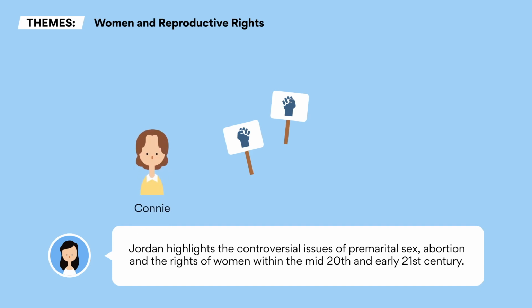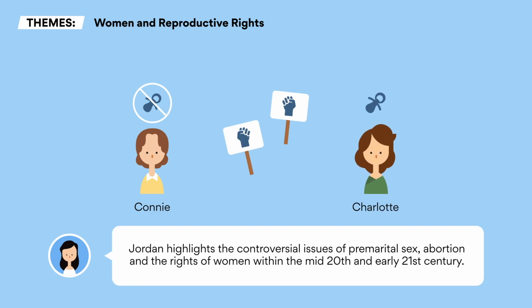When Connie falls pregnant, Jean implores that she has an abortion, in secret of course, in order to preserve her and her family's reputation within the small community. The issue of abortion is later revisited when Charlotte becomes pregnant in the 1990s, where the contrast between the time periods becomes evident.